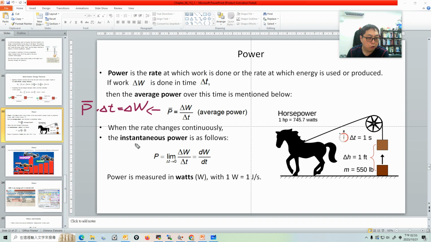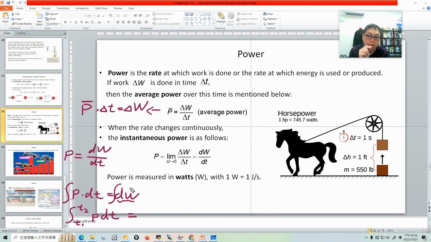Okay, and if you have instantaneous power, how do you find the energy? You just say P times delta t is equal to delta W, and then you do the integration on both sides. The left hand side is the integral from t1 to t2 of P dt, so that's just integrating power with respect to time. And the right hand side, dW means tiny energy. We add all the tiny energy together and it becomes the total energy.